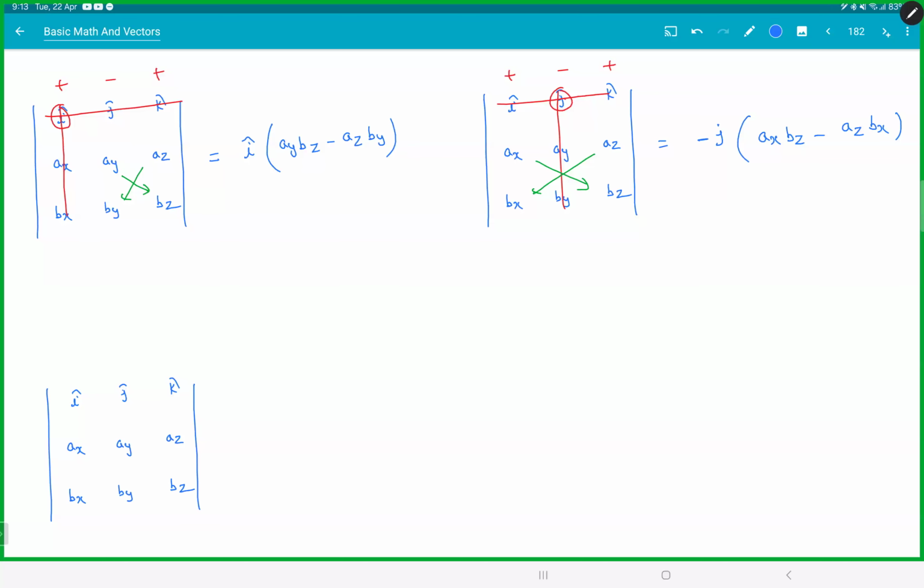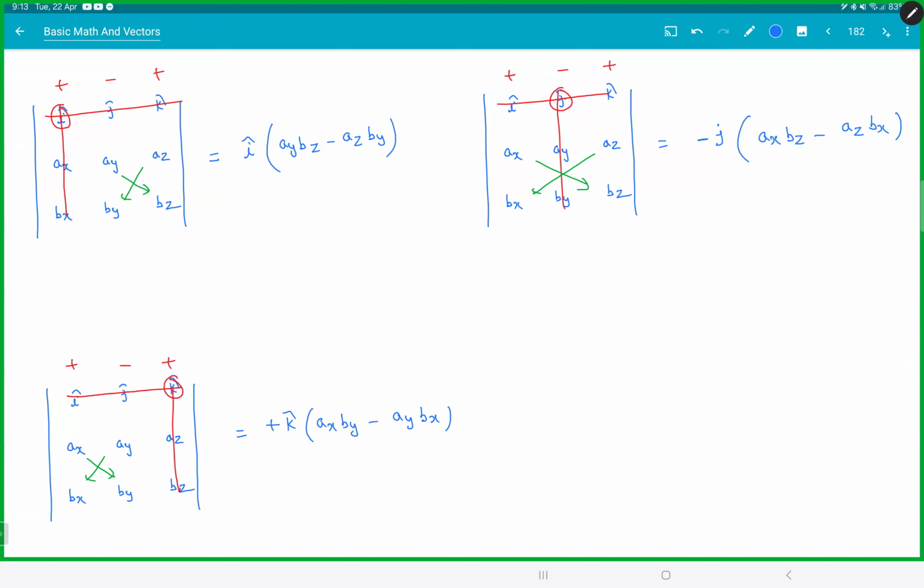Remember this. Now when you do the third term, again same story, plus, minus, plus. So now we are cancelling K cap. So remove this one and this one. These two will cross multiply and these two will cross multiply. So for this, you're doing plus K cap into AX into BY minus AY into BX. So this is how you solve the 3 terms.